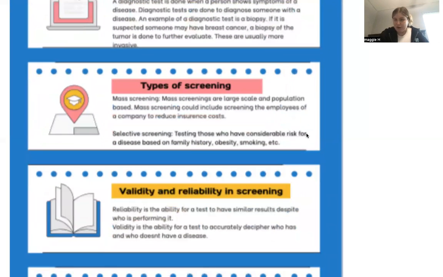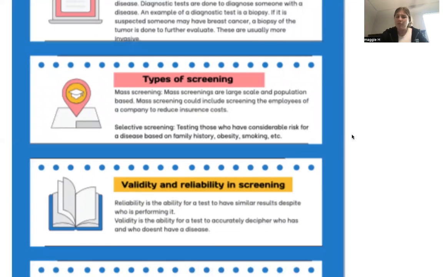So there are a couple types of screening. There is mass screening, which is large scale and population based. And this could be screening employees in a company to reduce insurance costs. For example, they would test employees' blood pressure. And if most of them were within a normal range and weren't seen as hypertensive, they might get a reduced deductible or reduced cost on their insurance, less they would have to pay each month.